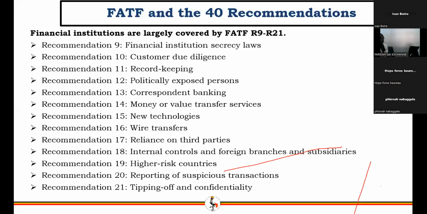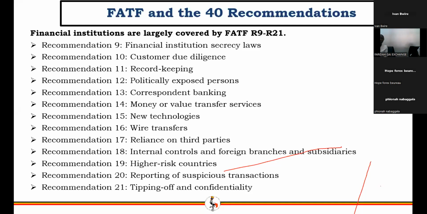Technologies, new technologies, this is in regards to doing a risk assessment prior to the introduction of any new technology, and wire transfers, you obtaining adequate originator information and beneficiary information. Reliance on third parties, this is in the event that you hire a company to do customer due diligence for you. The recommendation says that the responsibility remains on you who has hired someone to do the customer due diligence for you, you who has brought in a third party.